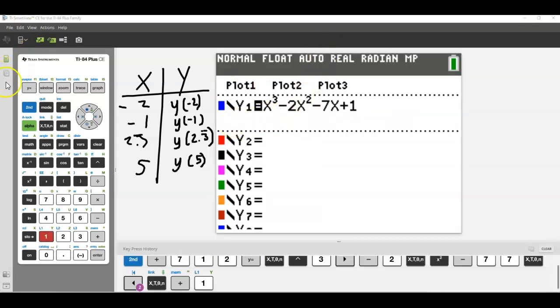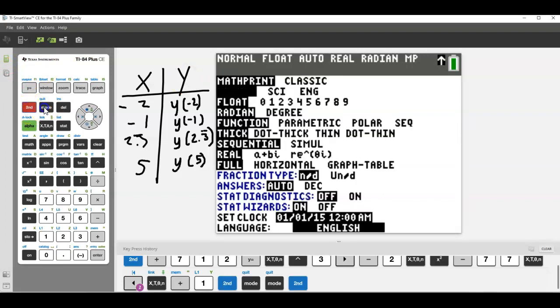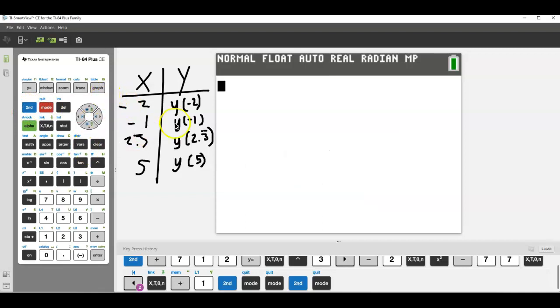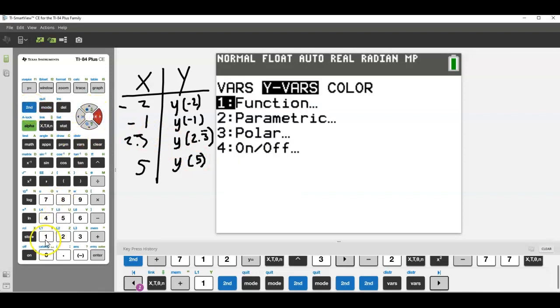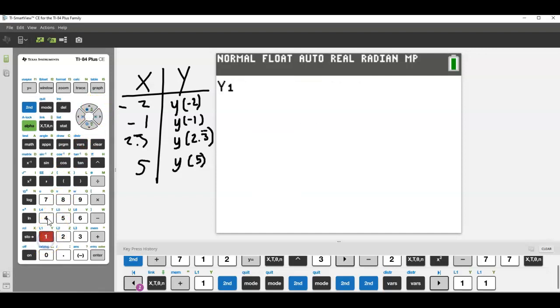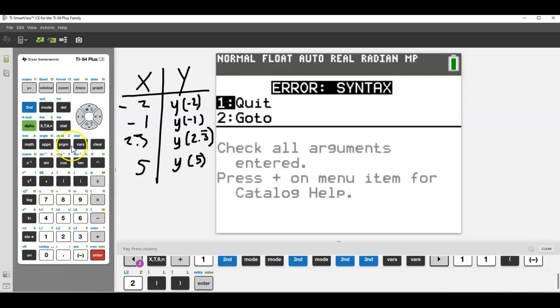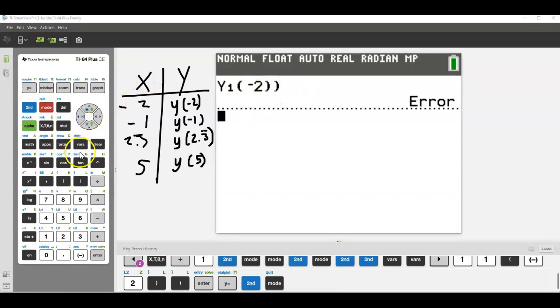So we're going to go to y equals, and we're going to type in that original function. So there's that. Now I'm going to go back to my home screen by pushing second and quit. Oops, got to do that again. All right, and then I'm going to plug the numbers -2, -1, 2.3 bar, and also 5 into my function here. So let's go ahead and push second vars, scroll over to y vars, click 1 for function, click 1 for y1, and in parentheses we're just going to put -2. So, oops, we got an error. Let's see, what did I do wrong here? I typed parentheses twice there by accident. So I'm going to type it again.